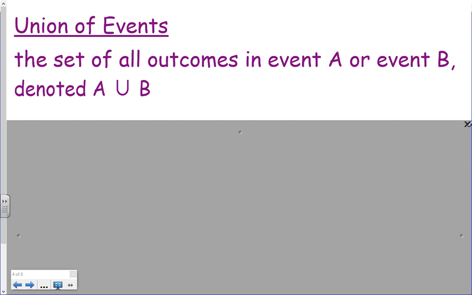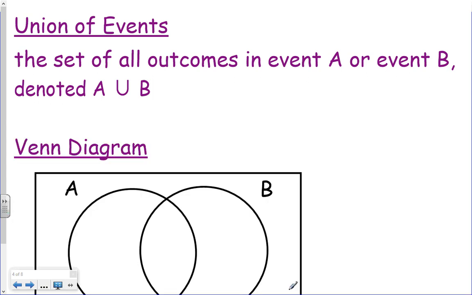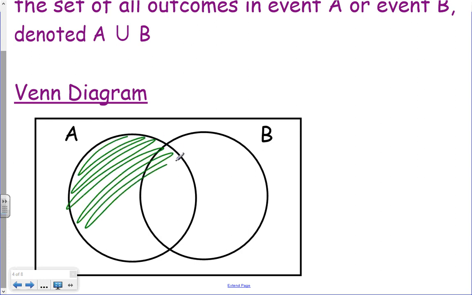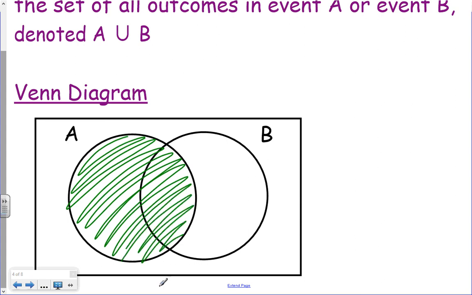All right, so let's draw this out on our Venn diagram again. Again, we're going to use circle A to represent all the outcomes of event A, circle B to represent all the outcomes of event B. And so if we're talking about the union of these two, then first of all, for event A, all of the outcomes of event A are this whole circle right here. If I shade all that in, that's that green circle right there.